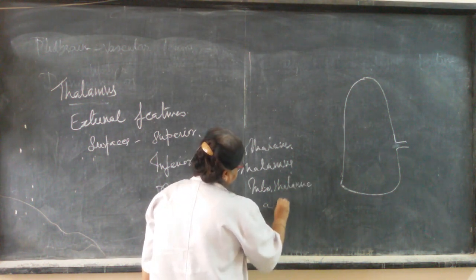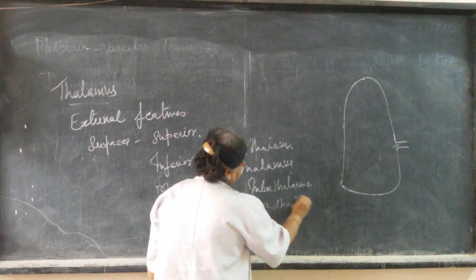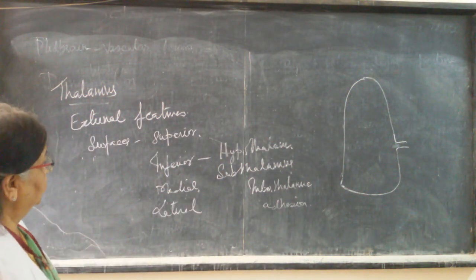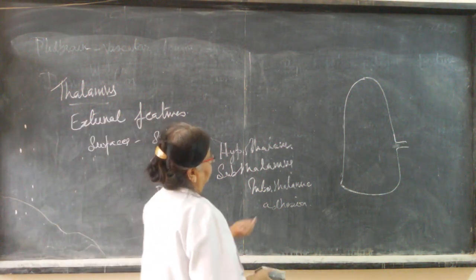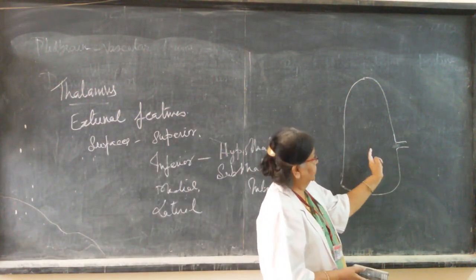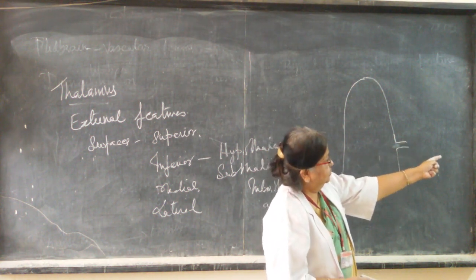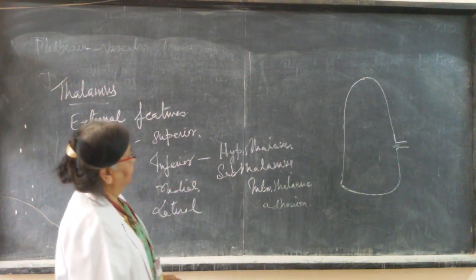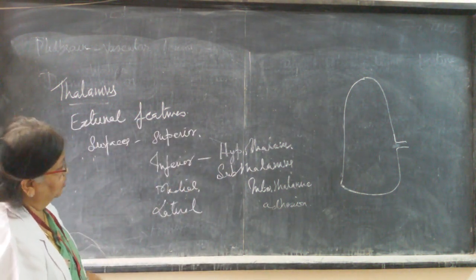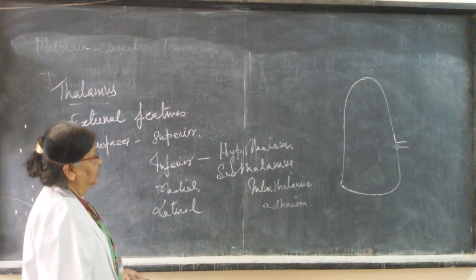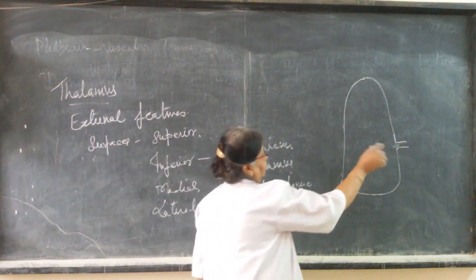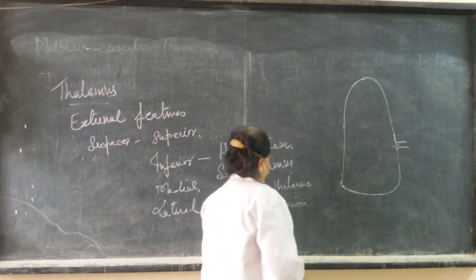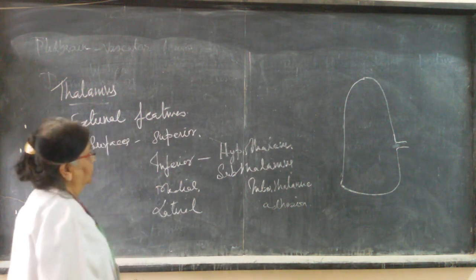Interthalamic adhesion. This contains grey matter as well as white matter. The fibers from the thalamus of one side extend towards the medial surface of the thalamus of the opposite side, but very few of the fibers cross the median plane. Most of the fibers return back. And this is the interthalamic adhesion. This contains fibers, and in this we will get grey matter also.